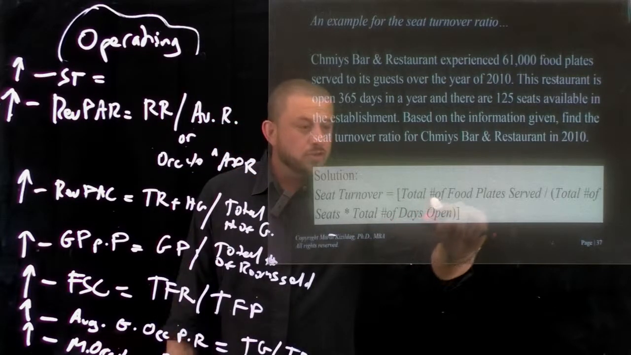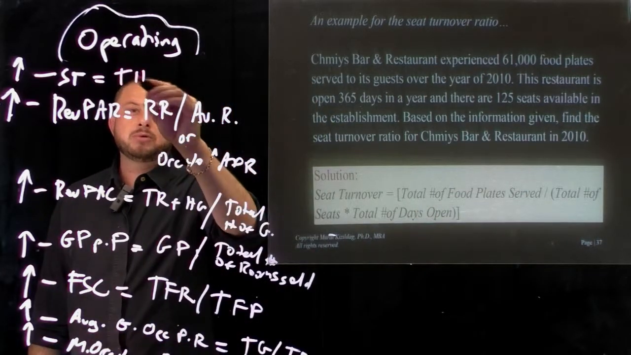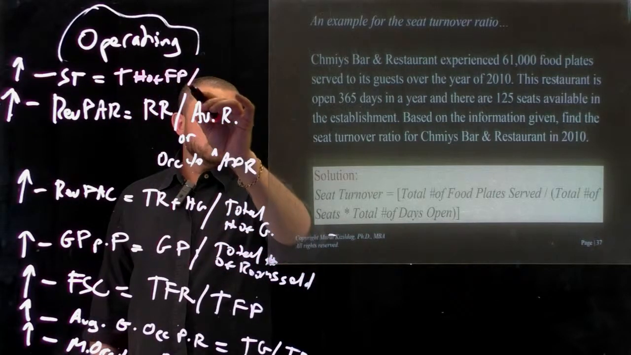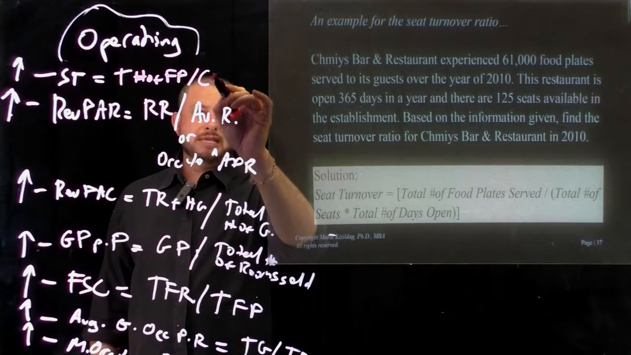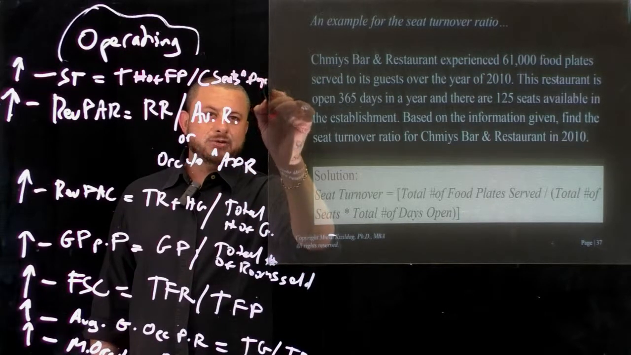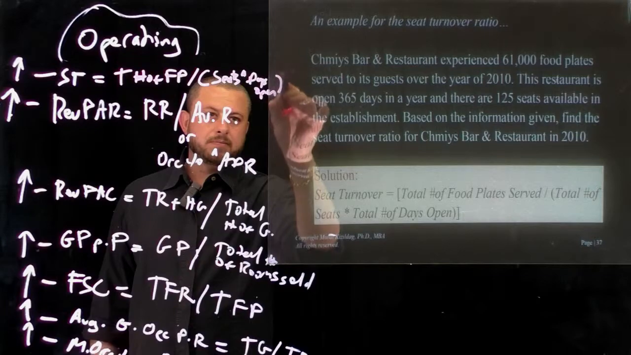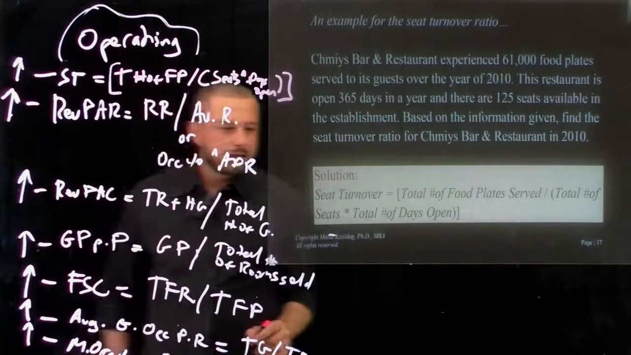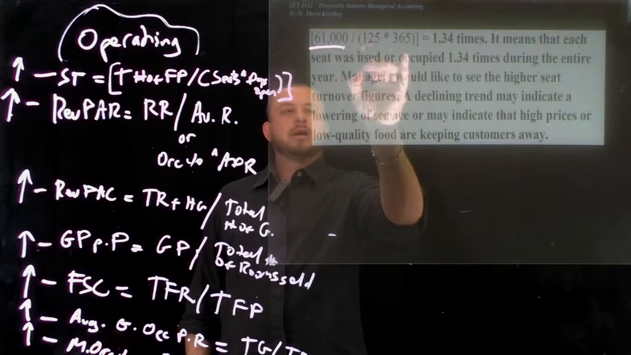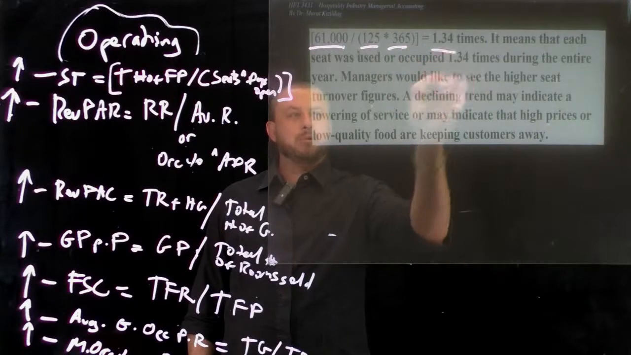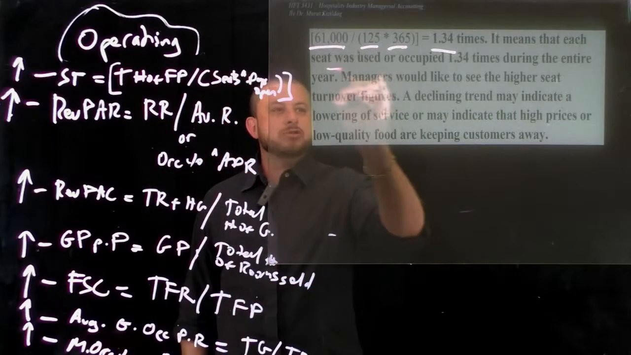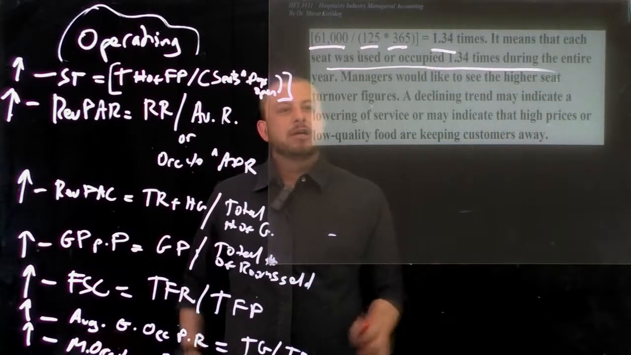Seat turnover ratio equals total number of food plates served, FP, over total number of seats multiplied by number of days open. Okay? 61,000 food plates served, 125 seats, 365 days open, 1.34 times. That means each seat was used or occupied 1.34 times during the entire year.